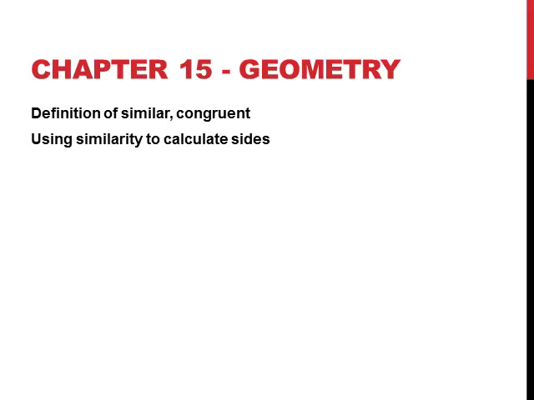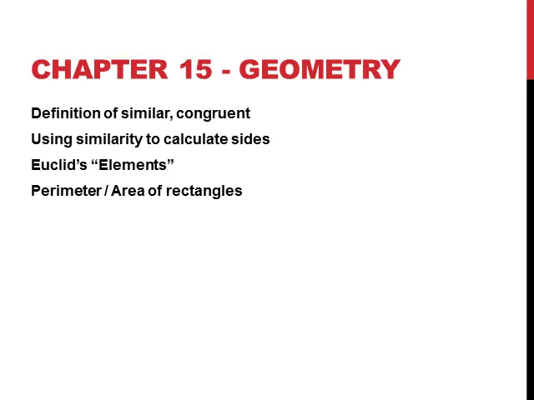The questions about chapter 15 are mostly multiple choice, things like the definitions of similar and congruent. Also, there's a problem or two about calculating sides using similarity. I know a little bit about Euclid's Elements and the perimeter, how to calculate perimeter and area of rectangles. Now, the most efficient rectangle is a square. It uses the least perimeter for the most area.